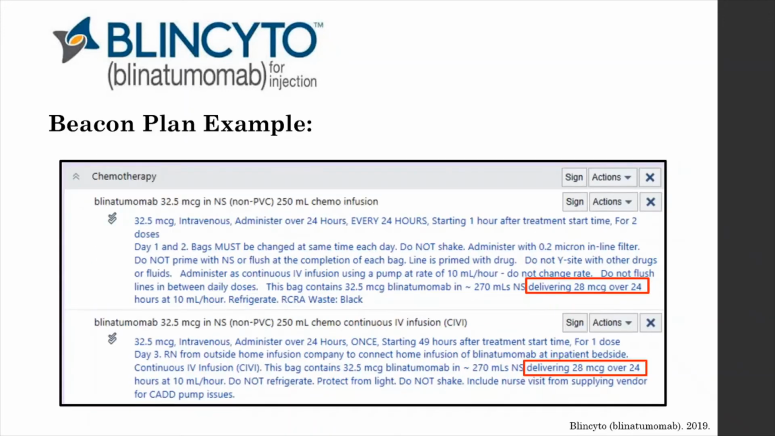Here is an example of what the Beacon plan looks like for a patient that's getting 28 micrograms of Blincyto per day. And at the top, you can see it says Blinatumomab 32.5 micrograms, and this seems inappropriate because the max dose is 28 micrograms. But if you look in the comments where I've highlighted, you can see that this will deliver 28 micrograms over 24 hours because this is a continuous infusion.